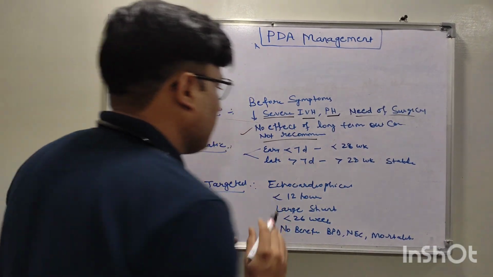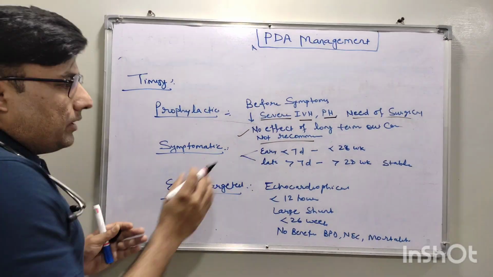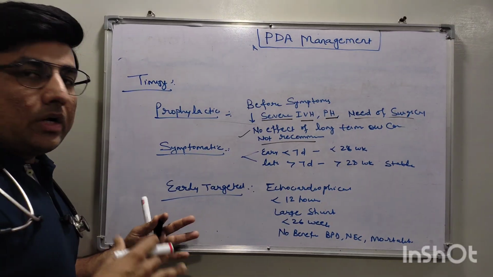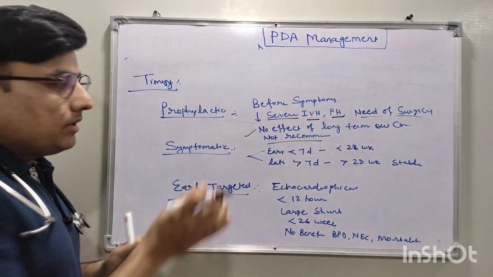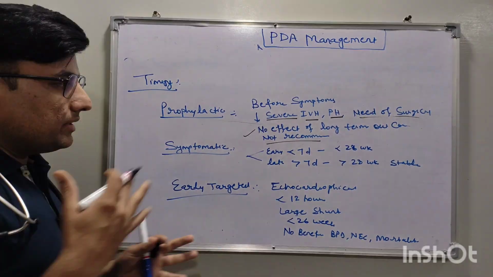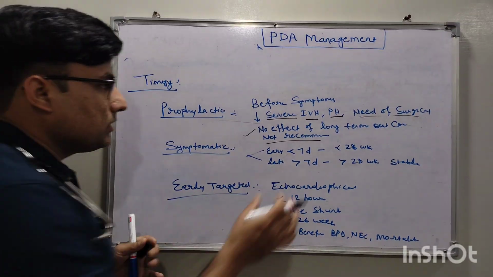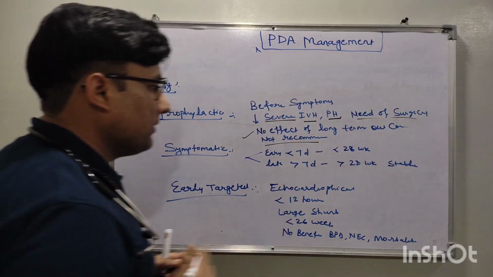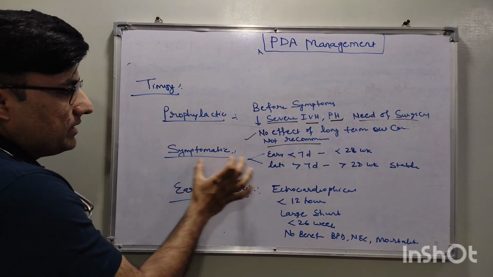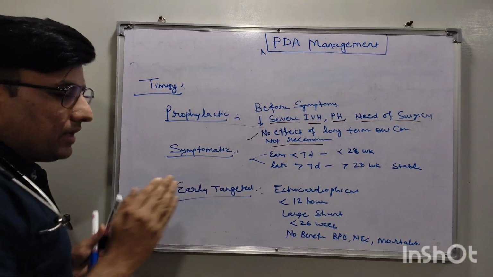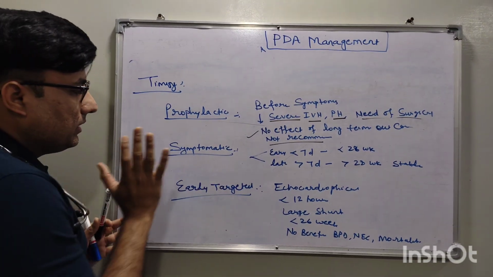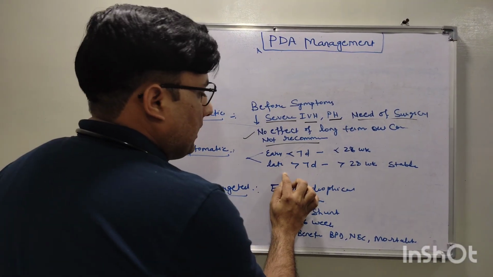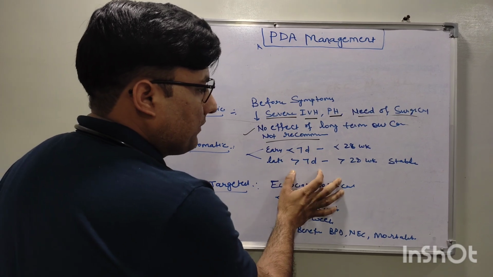So this one is not recommended nowadays, because many PDAs which would have closed spontaneously, we are unnecessarily exposing the baby to NSAIDs, and they have high side effects also. That's why this one is not recommended nowadays. Second is symptomatic closure. It means after the appearance of symptoms of the PDA, we are closing the PDA. It can be early or late, before 7 days or after 7 days.